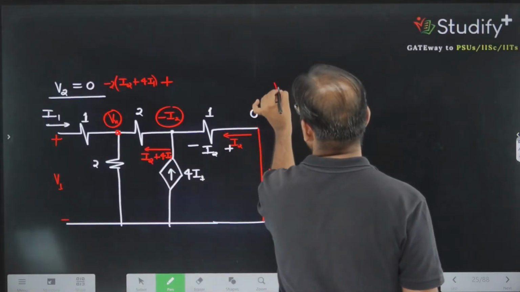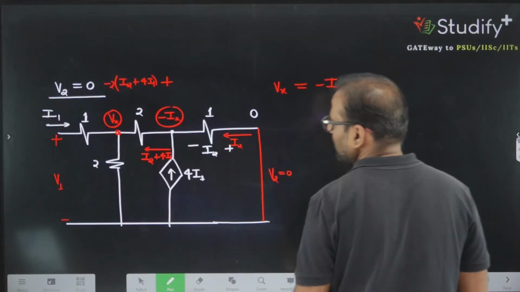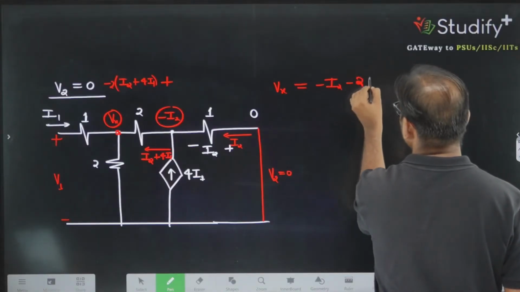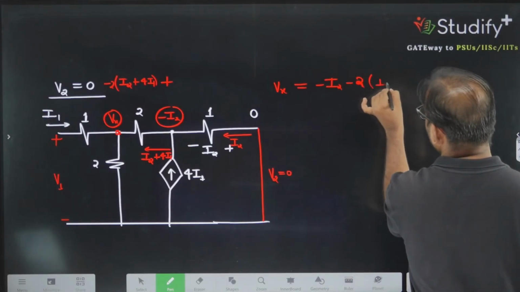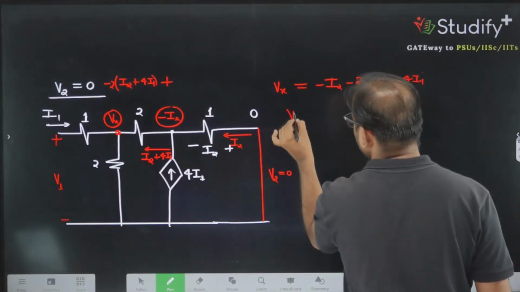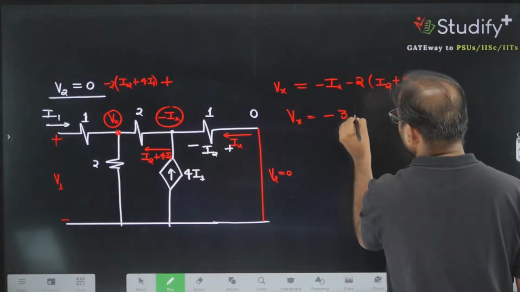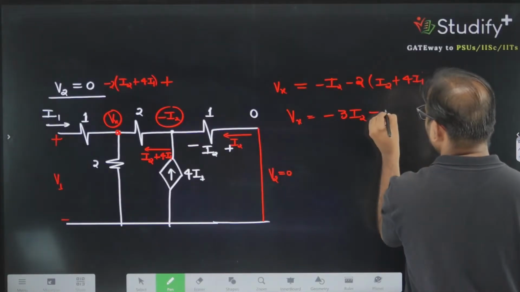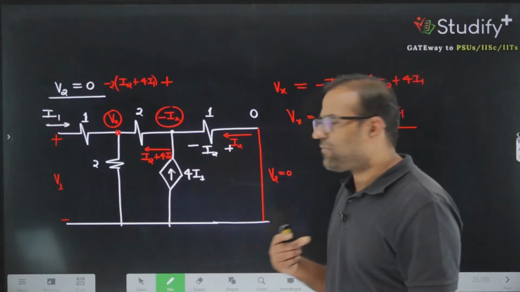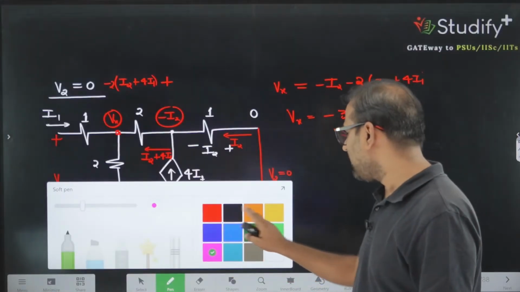So you can say the value of Vx is given by minus I2, the potential of this point, minus 2 times of I2 plus 4I1. So the value of Vx is minus 3I2 minus 8I1. Correct? Now everything is available in the form of I1 and I2. You can apply the equation to get the answer. So what will be the answer? The answer will be this.